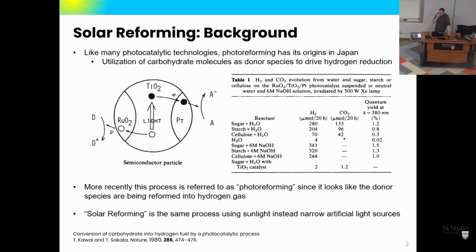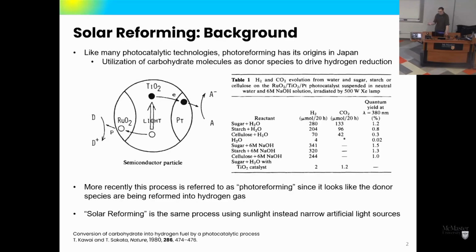This was first observed in a Japanese paper back in 1980, where they were able to use glucose as their donor molecule, source those electrons from glucose, and push them onto free protons in water, creating hydrogen gas in the process. This class of reaction has been dubbed photoreforming, because it looks to the observer like we're transforming this organic substrate, glucose, into a different fuel product. We're transforming it into hydrogen.